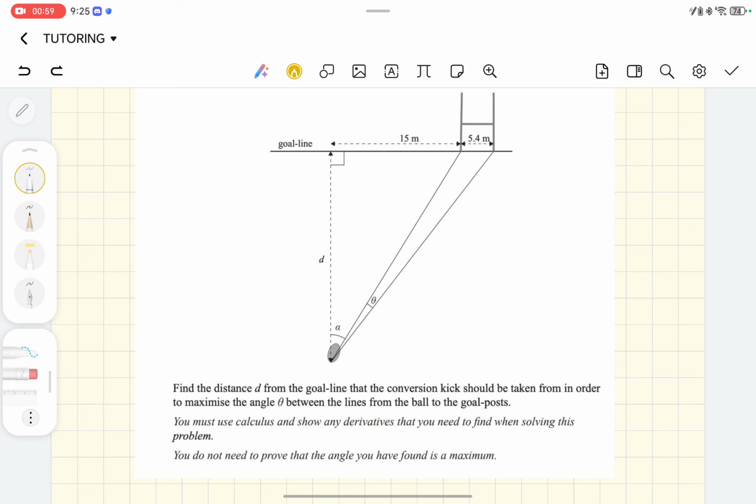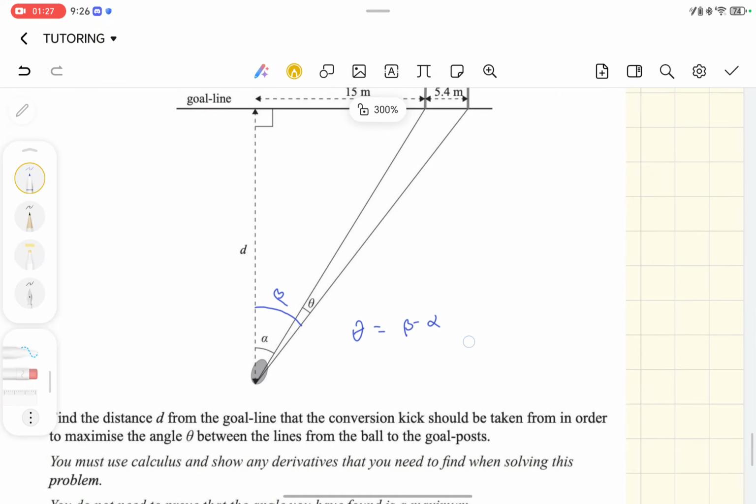The first thing we're going to do is bring in a new variable, beta, and beta is this whole angle added together, alpha plus theta. So we can say the angle theta, which is what we want to maximize and work with, is equal to beta minus alpha. Right, makes sense?